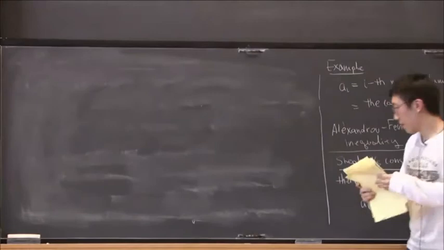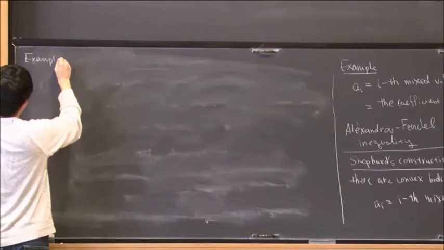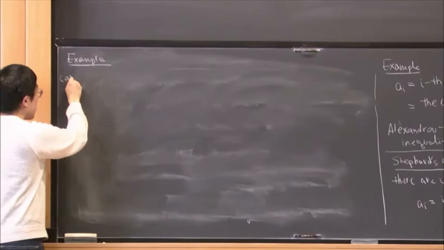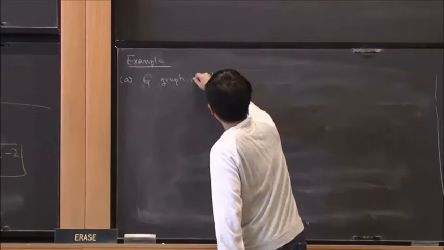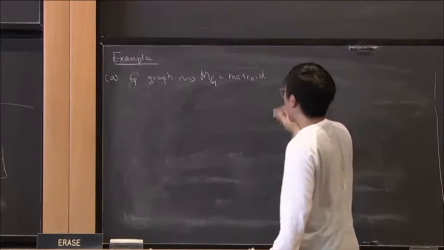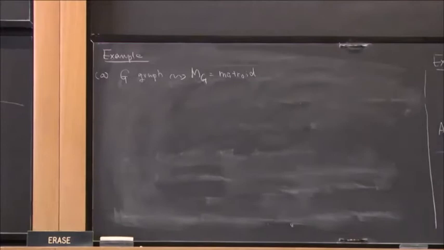Here are some more interesting examples, or a collection of examples, which explains the connection with the previous conjectures. So if you start with a graph, then you can construct an associated matroid on the set of edges of your graph. You say that a collection of edges of G is dependent if it contains a cycle. Otherwise, it's independent, and it defines a matroid.